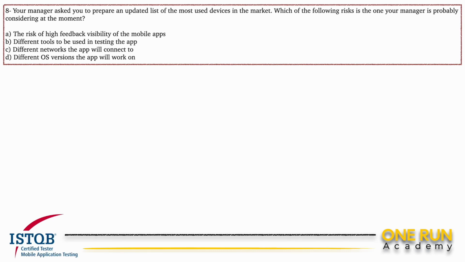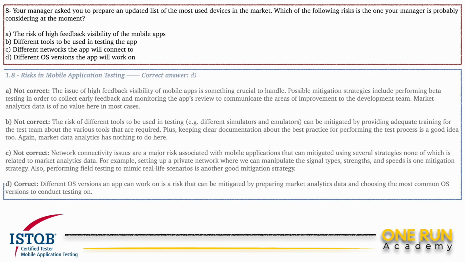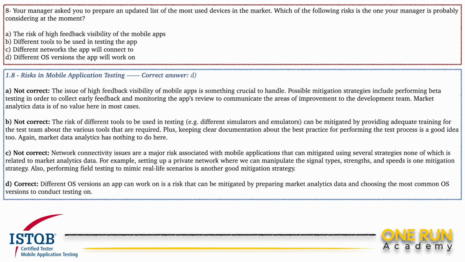Okay, fair enough. Let's start by evaluating option A, the risk of high feedback visibility of mobile apps. This one is indeed an important issue to handle. However, mitigating this risk involves strategies like beta testing and monitoring app reviews, and is not necessarily related to knowing the most used devices. So we can exclude option A from the list of possible answers.